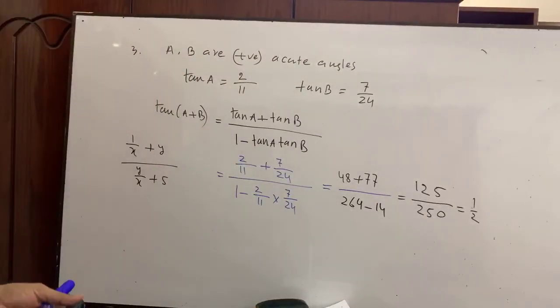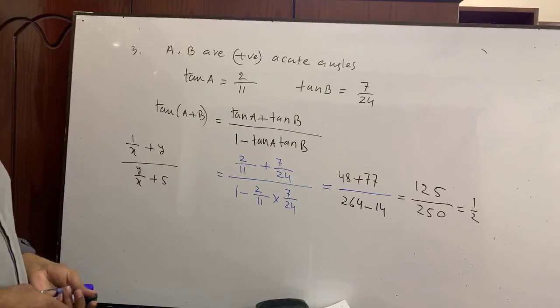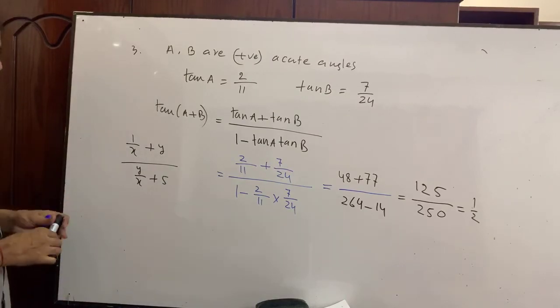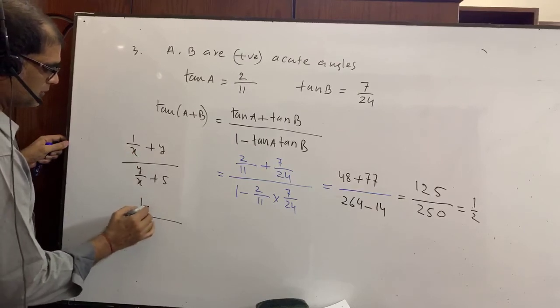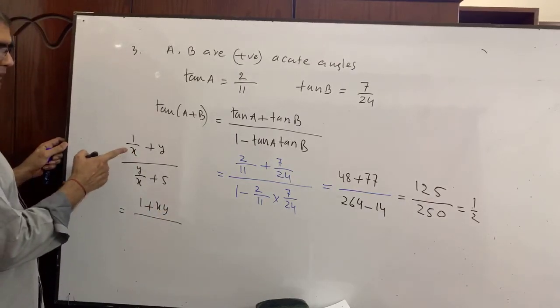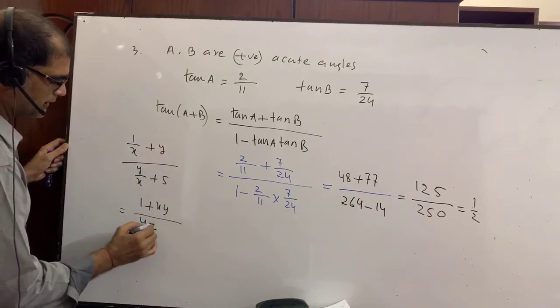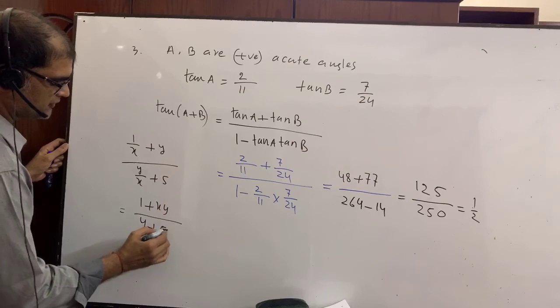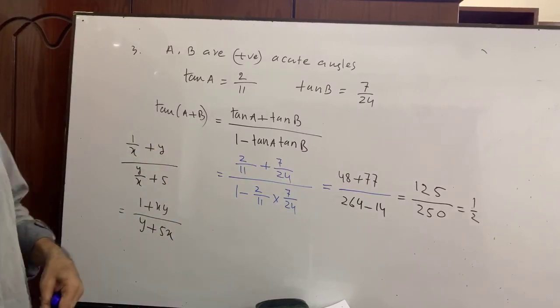What will I do? I will multiply both the terms of the numerator and denominator by x. If I multiply it by x, then I will get 1 plus xy. I am multiplying by x, 1 plus xy, then it is y plus 5x. You understand?